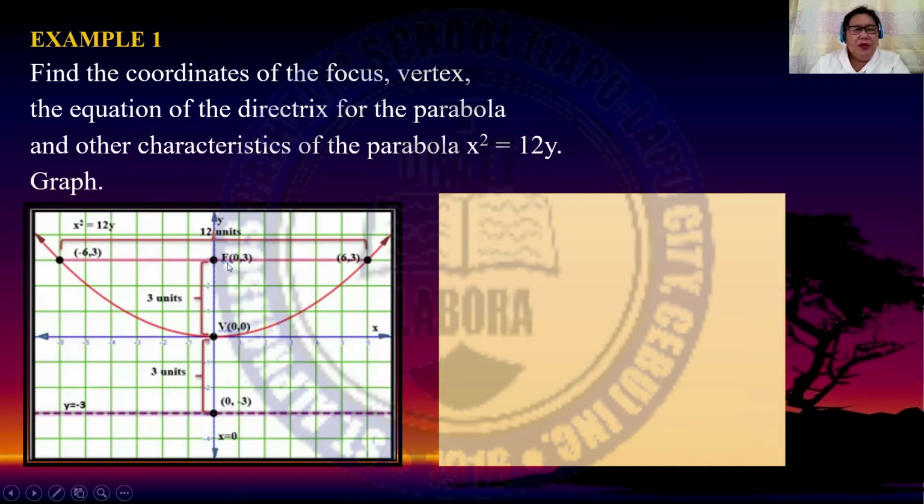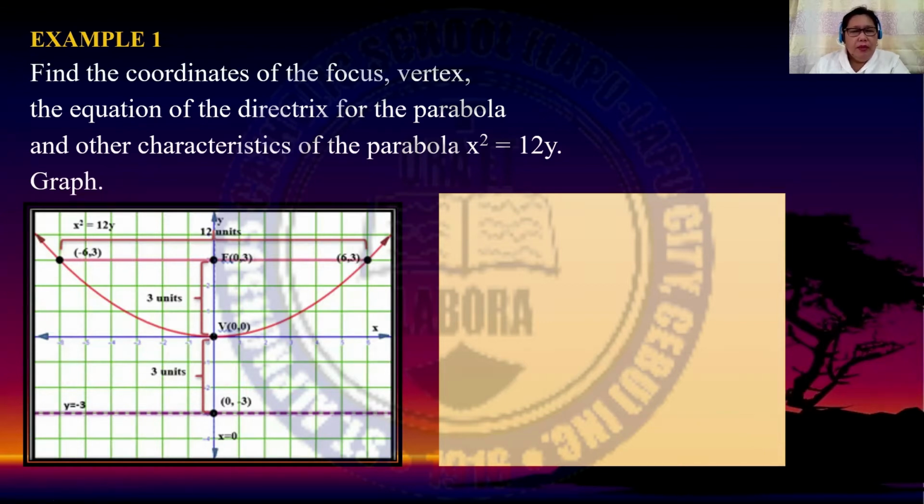So this is the focus 0, 3. From the vertex, it's 3 units up. This is equivalent to 2p. So that's 3 times 2. 1, 2, 3, 4, 5, 6. And also with this 6. And the length of the latus rectum is equivalent to 12 units, which is 4p.